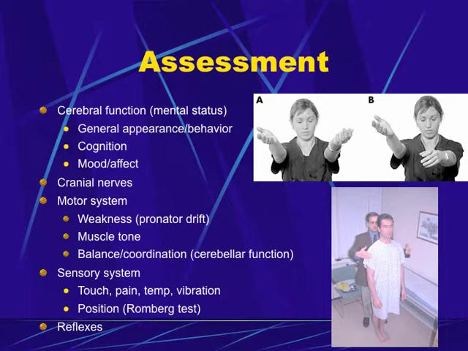So cerebral function is assessing mental status. So that's looking at things like what's their general appearance? Are they clean? Are they well kept? Or do they look slovenly? Do they look like they're not cared for? And then what's their general behavior? It's also cognition. Remember the mini mental status exam, and we asked things like count backwards by threes, or remember these 3 words and repeat them later. It's looking at your cognitive function.